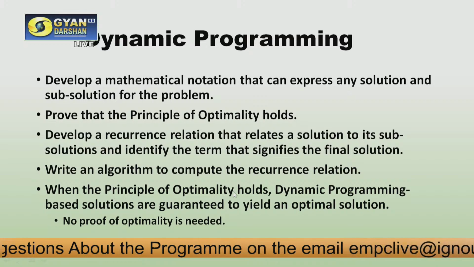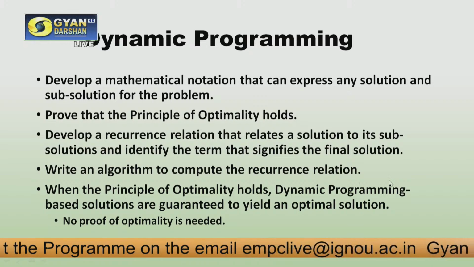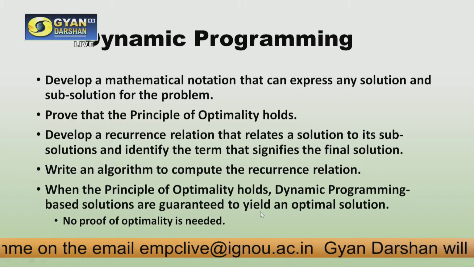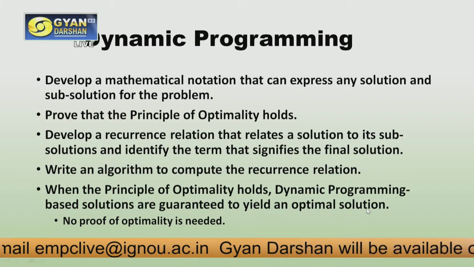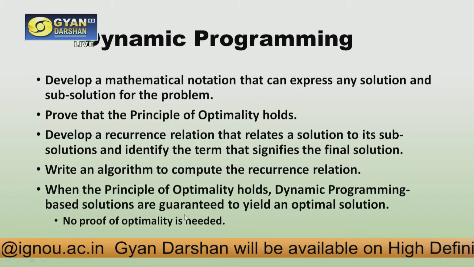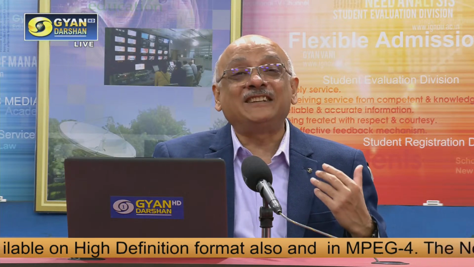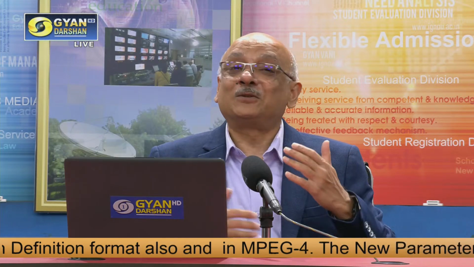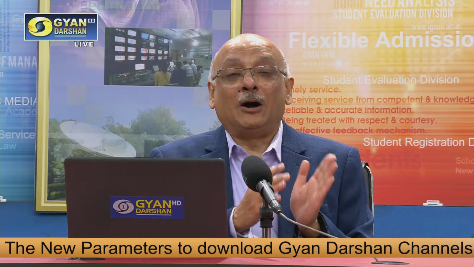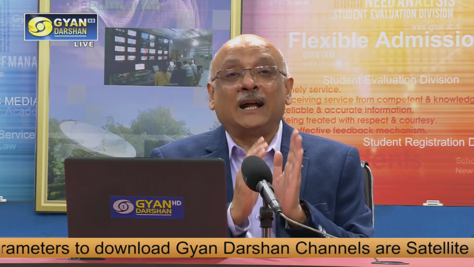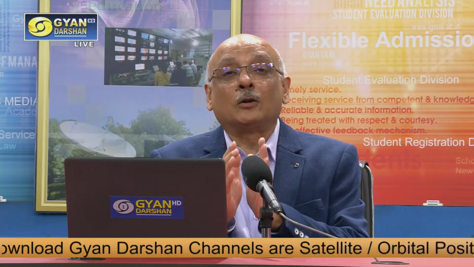And when the principle of optimality holds, dynamic programming based solutions are guaranteed to yield an optimal solution. And luckily, no proof of optimality is needed in this particular case. Why? Because we are guaranteed to get the optimal solution. So you need not do the exercise of proving that this solution is going to be optimal. You just prove that it is following the principle of optimality.